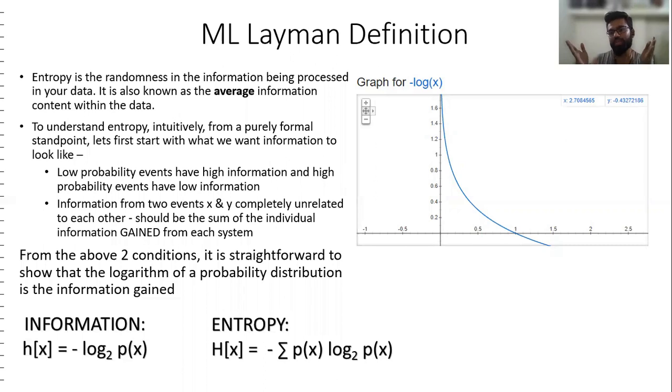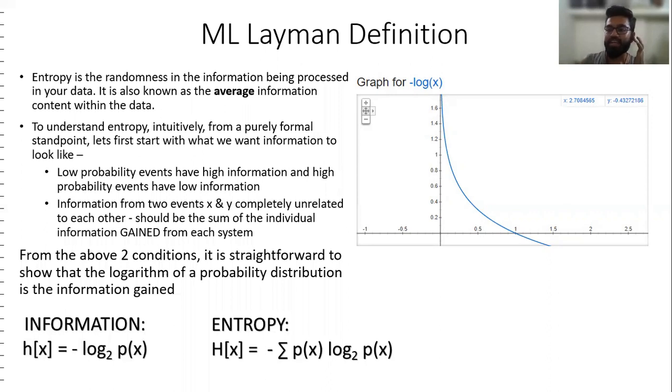So probability is essentially a number between 0 and 1. When your probability tends towards 1, if you're very certain about an event, you aren't getting any information about that event because you're certain it's going to happen. And when the probability is tending towards 0, then it's a very unlikely event. For those of you who are interested in black swans, low probability events are sort of like black swans, and they give you high information. That's the first assumption of what we want information to look like.